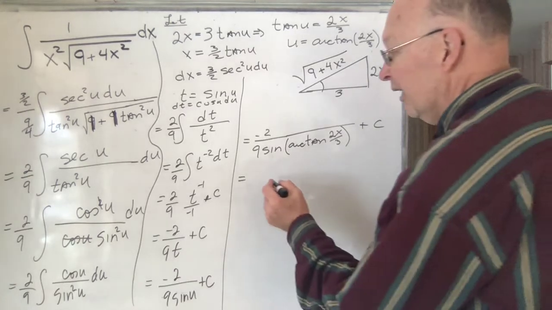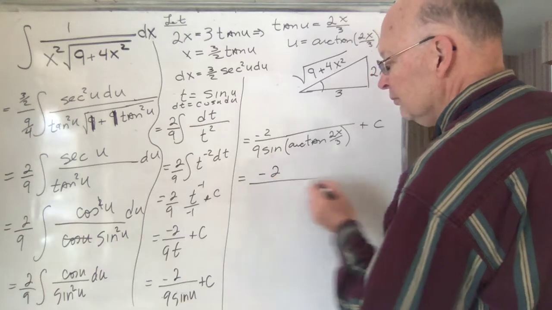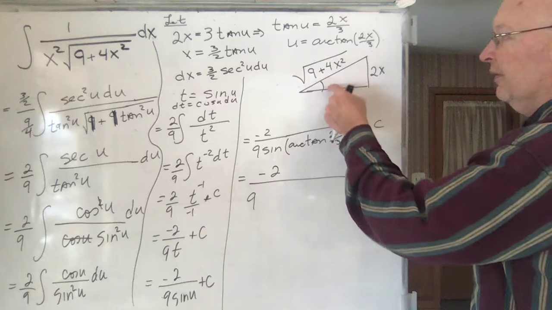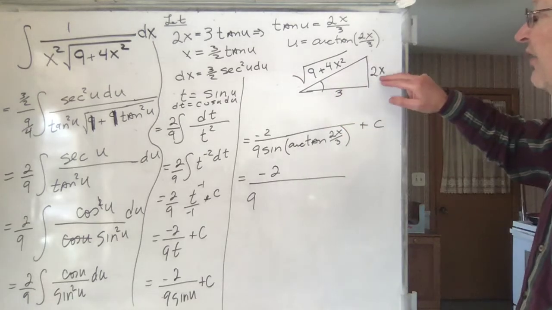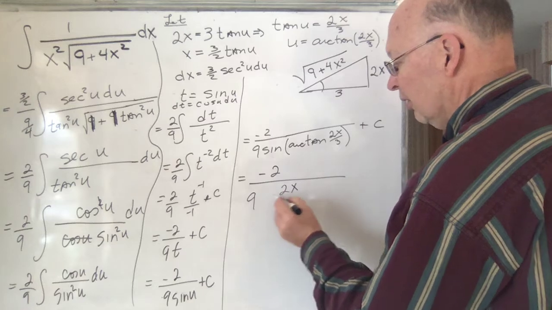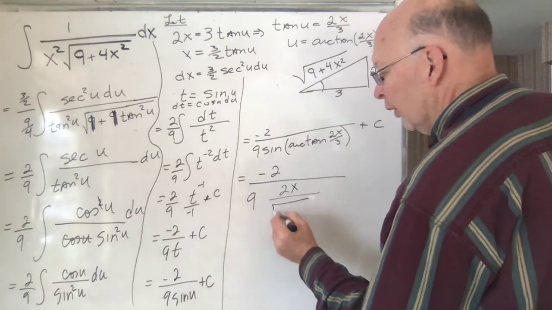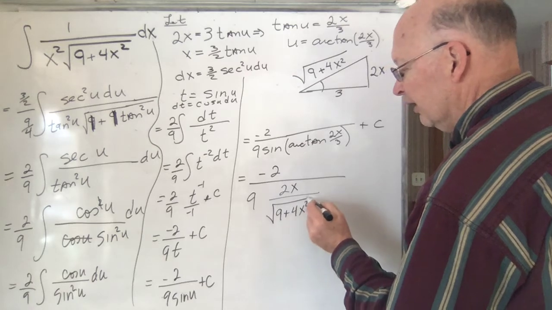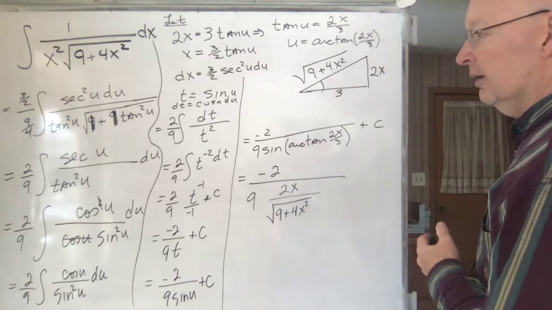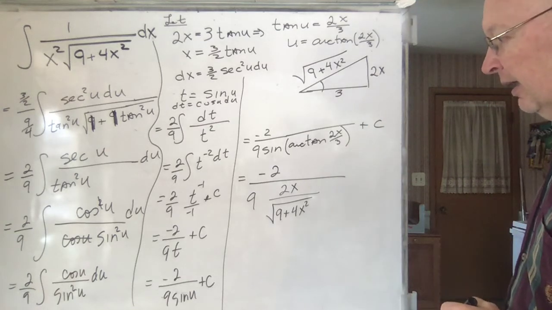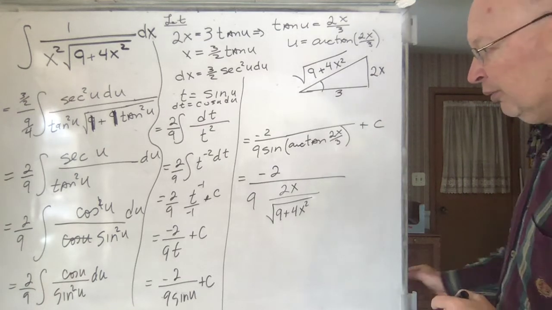Okay, so where are we now? We're at negative 2 over 9. Now we want the sine of this angle. What's the sine? The sine is this over this. So the sine is 2x over the square root of 9 plus 4x squared. And we'll throw our c on the end. That's good. And then finally, notice what we can do.